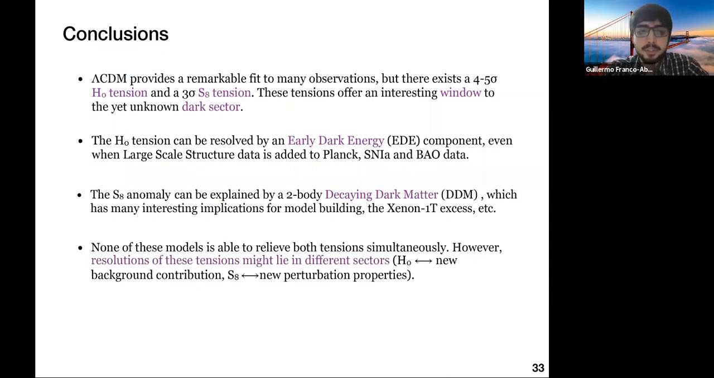What we've also seen is that unfortunately, none of these models is able to relieve both tensions simultaneously, but it could actually be that the resolution of these tensions lies in very different sectors. It appears that resolving the Hubble tension requires some kind of new background contribution, such as the early dark energy, while the S8 tension requires some new perturbation properties, such as the ones provided by the decaying dark matter model. One funny thing is that I just said that the early dark energy model solves the Hubble tension, but not the S8 tension. Then I went on to discuss that the decaying dark matter model solves the S8 tension, but not the Hubble tension.